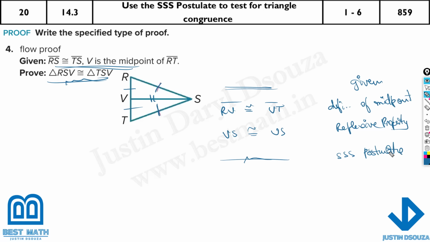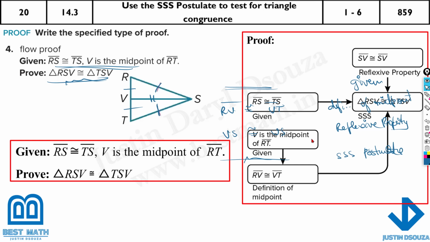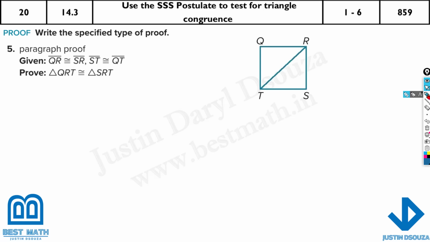Please, in the exam, make sure you write it clearly. I'm so wrecked with continuous recordings and everything. My voice is gone. I'm not able to write properly. That's the reason. But you guys, please make sure you write it properly. So these are the reasons. That's definition of midpoint and reflexive property. Let us see the next one here.